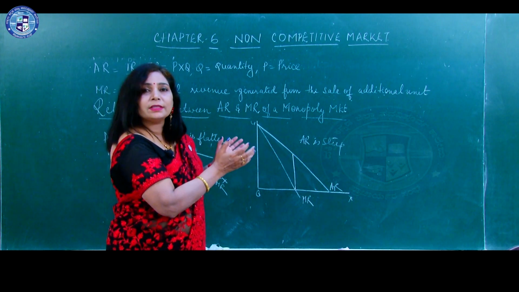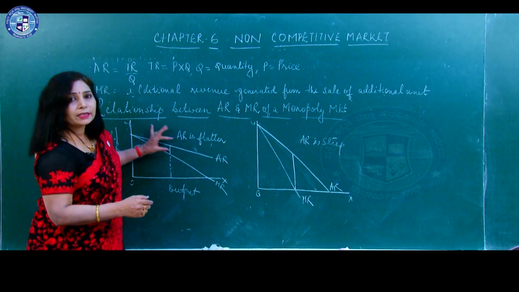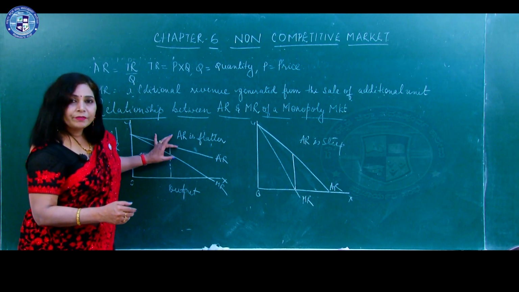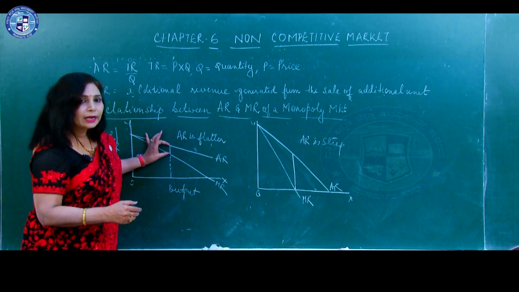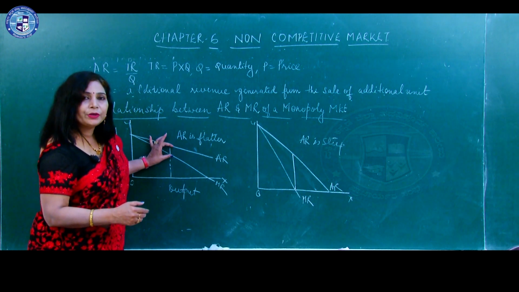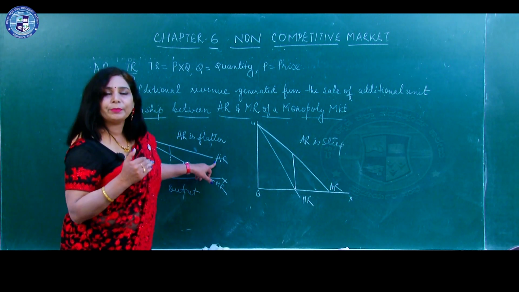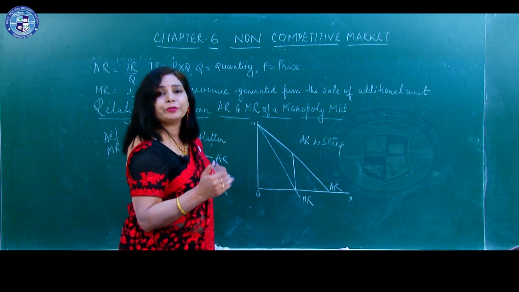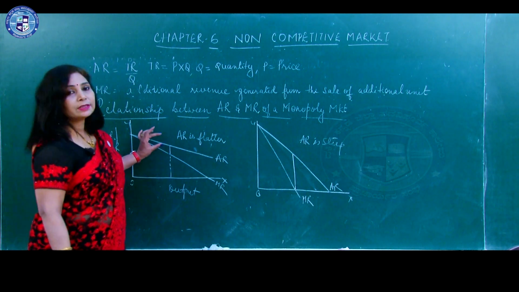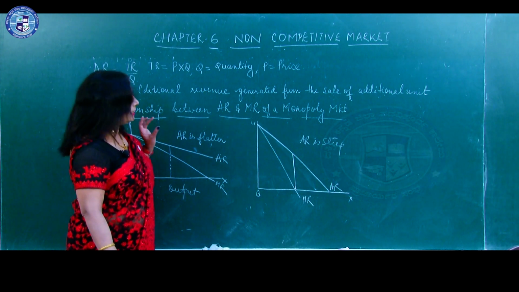So, what is the difference that we are going to see now? Just check the diagrams. When average revenue is flatter, the gap between the average revenue and the marginal revenue is less. Check here, the distance between the average revenue and the marginal revenue is less. What is average revenue? Average revenue is nothing but the price that the firm is charging the customers in the market. So, this is average revenue, this is marginal revenue, and you will find a bit less gap between the two.